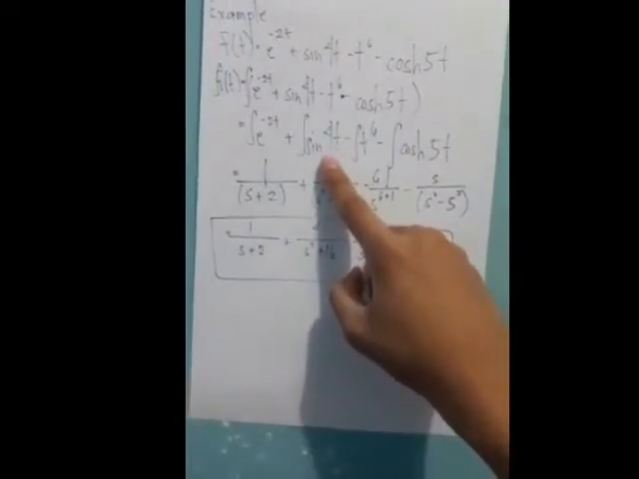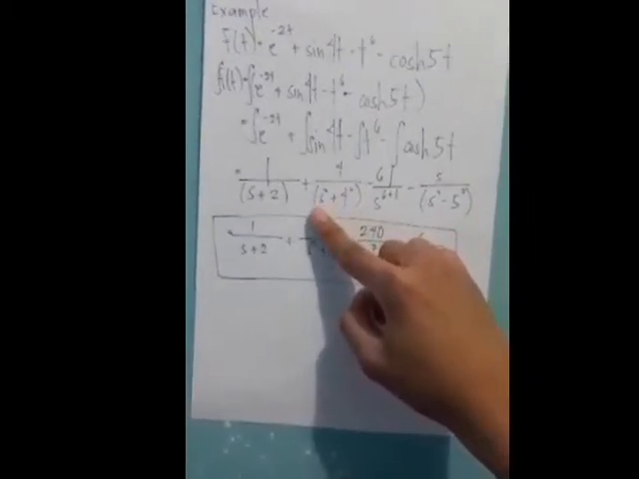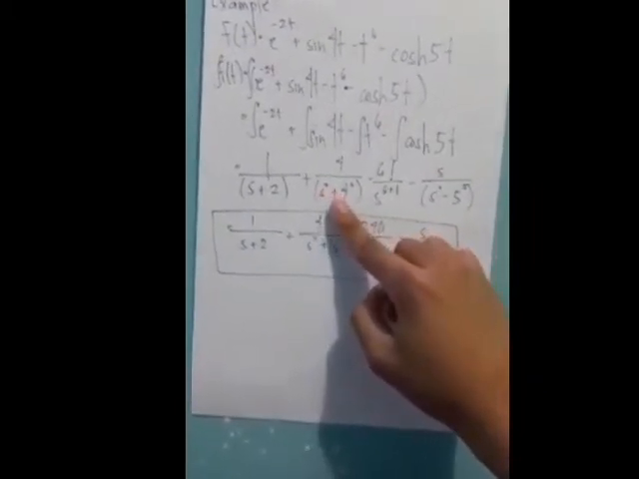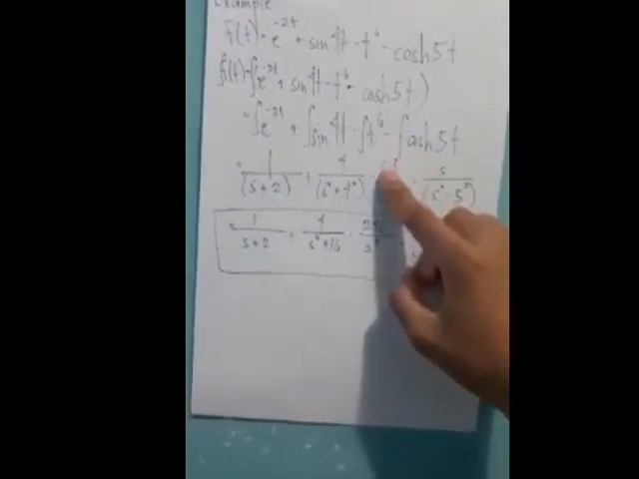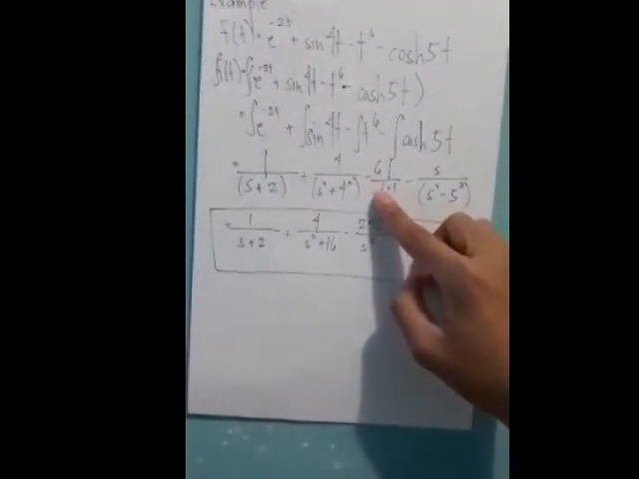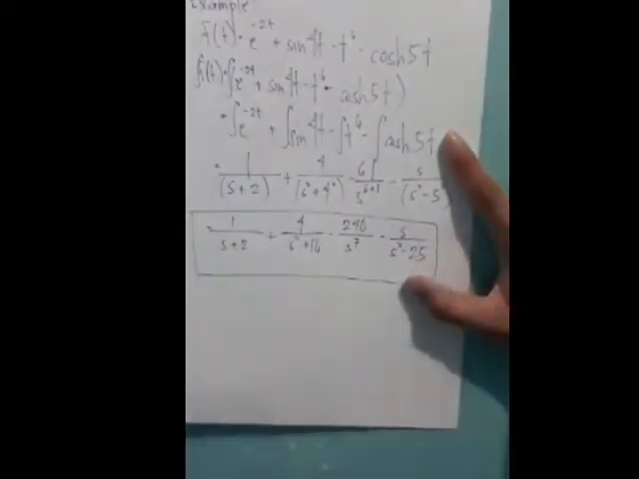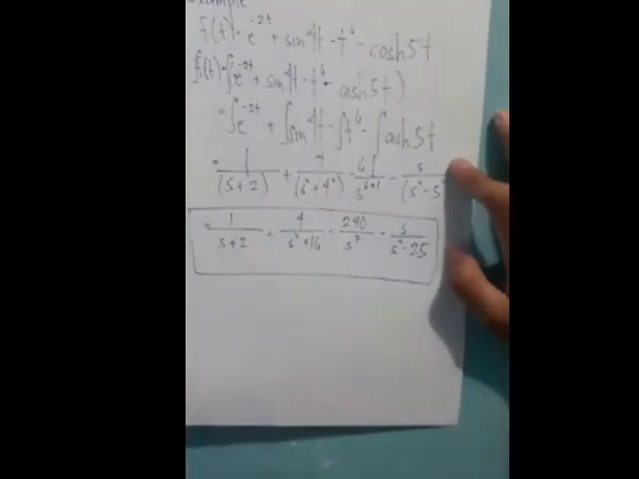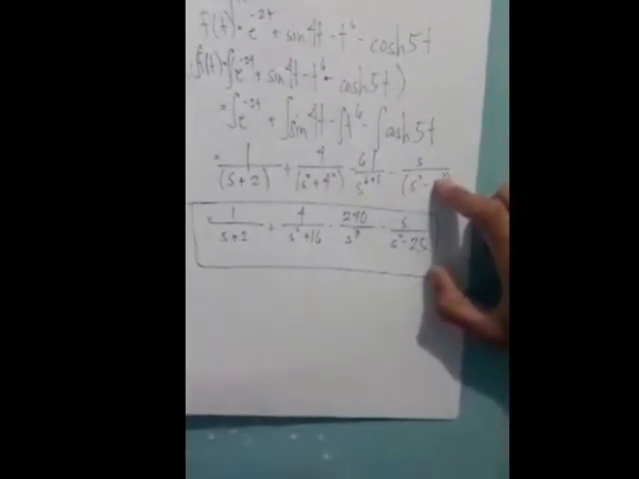Then for sine 4t, it is equal to 4 over s raised to 2 plus 4 raised to 2. Then for t raised to 6, it is equal to 6 factorial over s raised to 6 plus 1. Then for hyperbolic cosine 5t, it is equal to s over s raised to 2 minus 5 raised to 2.